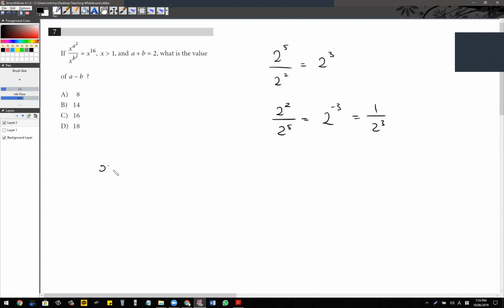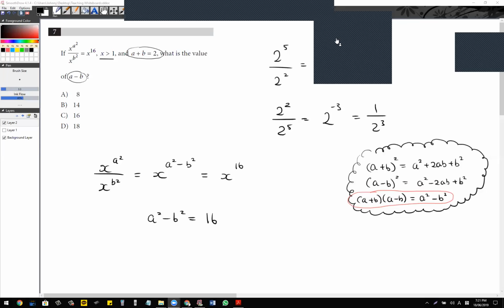So if you have x to the power of a squared over x to the power of b squared, that's equal to x to the power of a squared minus b squared. This is equal to x to the power of 16. Right? So I'll leave it to you from here. Is that in the question?